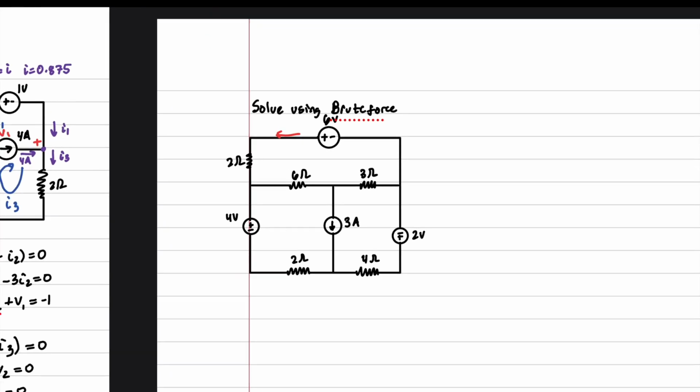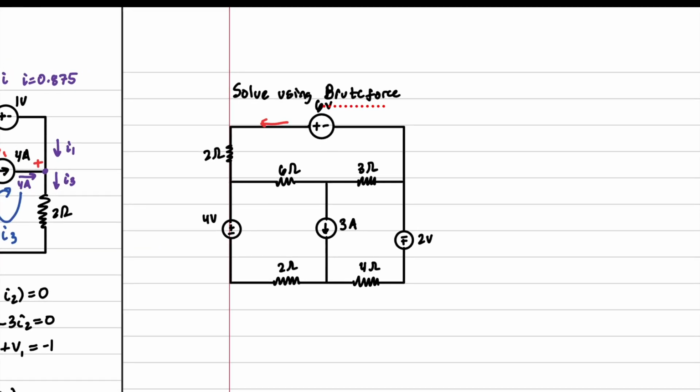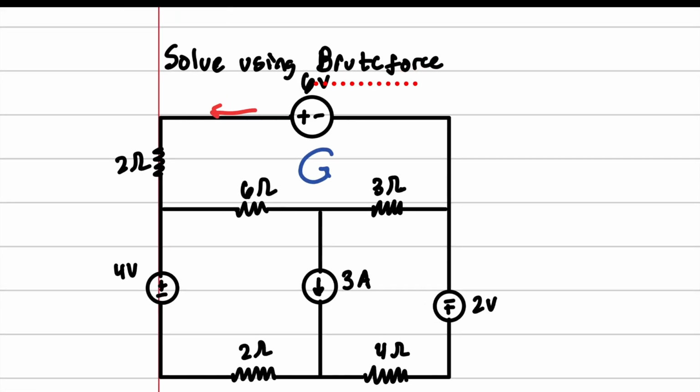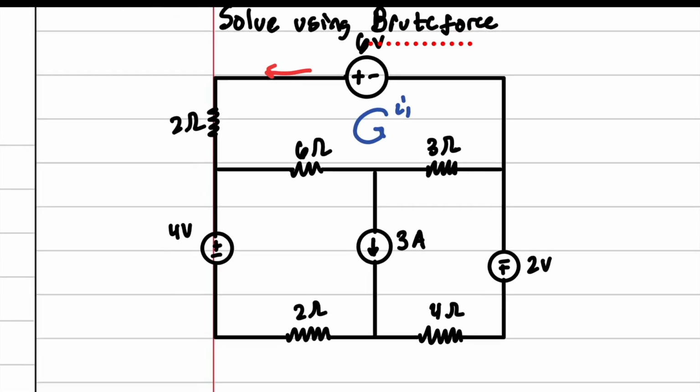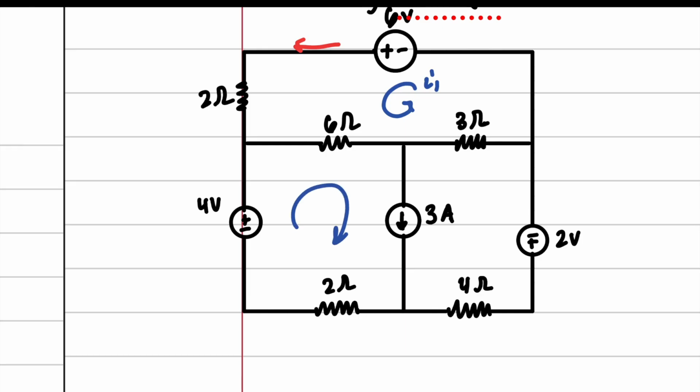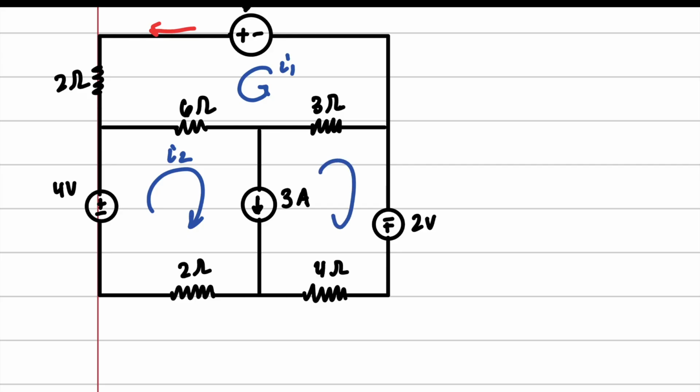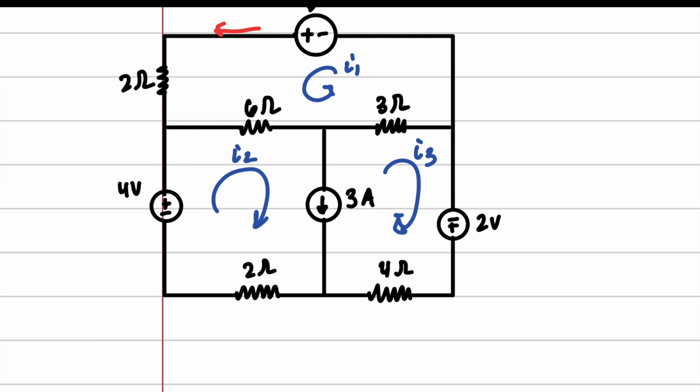Okay, here's our next problem. We're going to solve this with brute force. So the first thing that we're going to do is label our first loop. Our first loop is I1. And in our second loop, I'm going to do it this way, arbitrarily, I2. And then I3, arbitrarily. And we're going to make 3 amps look like this because the arrow is pointing down, so our positive is going to be pointing down as well.